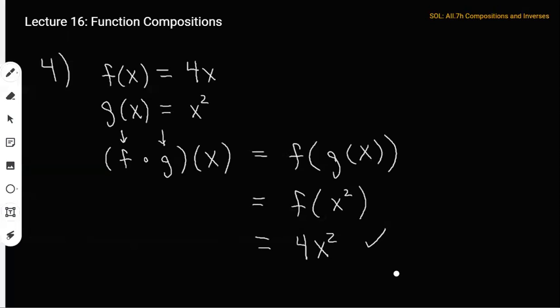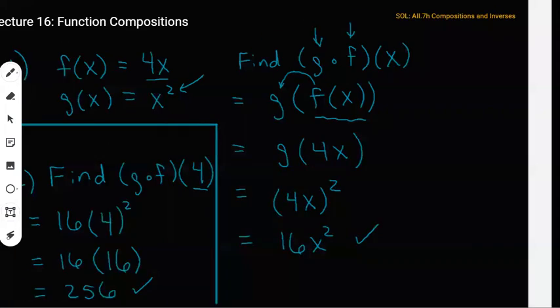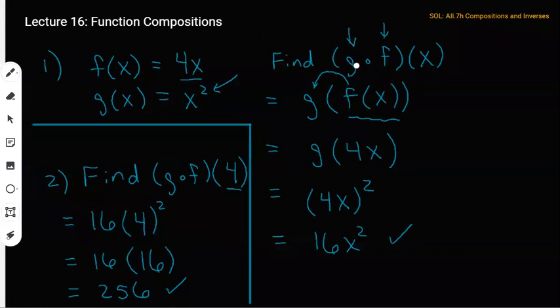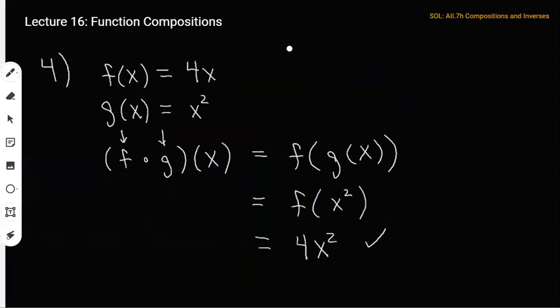Notice that's totally different from what you got in number 1, right? Because if we go back to number 1, we were trying to find g of f. That's 16x squared, right? But this time we've changed the order. Now we're finding f of g. And notice that's not the same as what we found in number 1. So order does matter when you're doing compositions. It's just that the grouping doesn't matter.